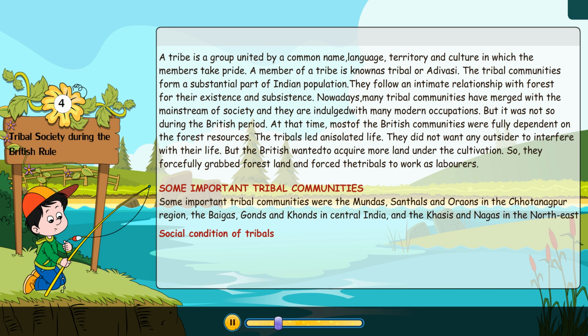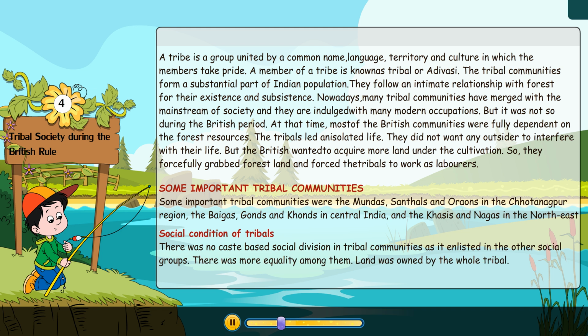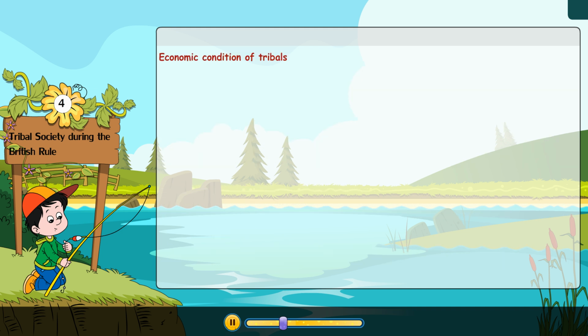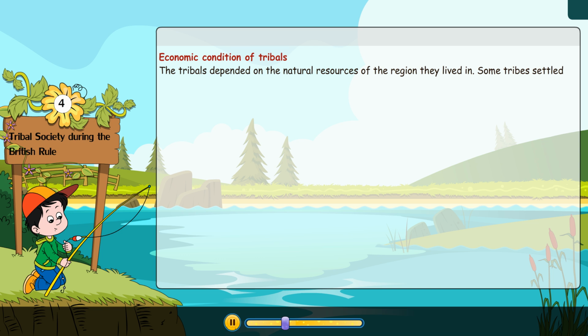Social condition of tribals. There was no caste-based social division in tribal communities, as existed in the other social groups. There was more equality among them. Land was owned by the whole tribe. Economic condition of tribals. The tribals depended on the natural resources of the region they lived in. Some tribes settled down in an area permanently, while others had a nomadic lifestyle and moved from one place to another.